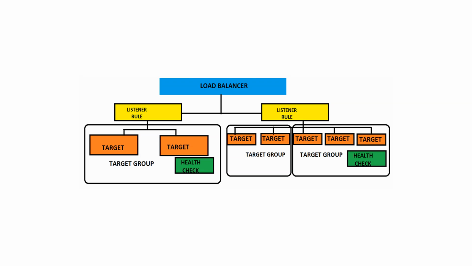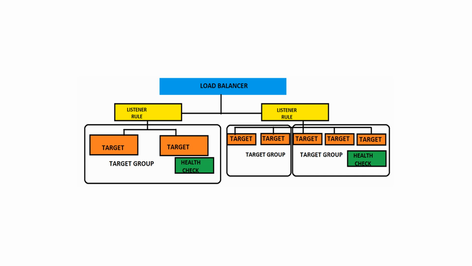Here is the slide. Suppose any user wants to access my application, and suppose my application is Paytm. For example, assume like that. If any user types www.paytm.com, it is going to trigger my load balancer. And from my load balancer, it checks the listener rule.